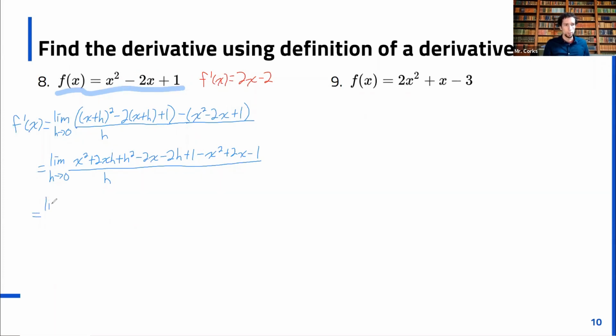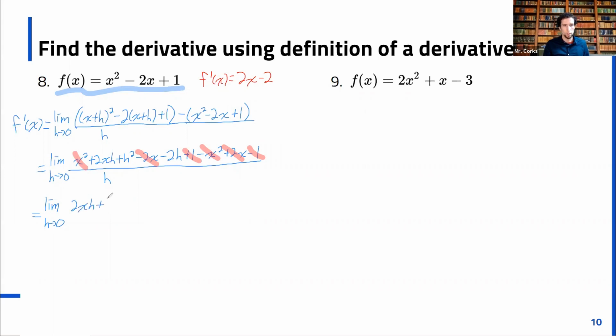All right, so we need to simplify. Tell me some things that you notice that are going to cancel out. It's x squared. And so negative x squared. What else? Negative 2x and the positive 2x. The plus 1 and minus 1. Okay. All right. So let's rewrite with that stuff just canceled out.